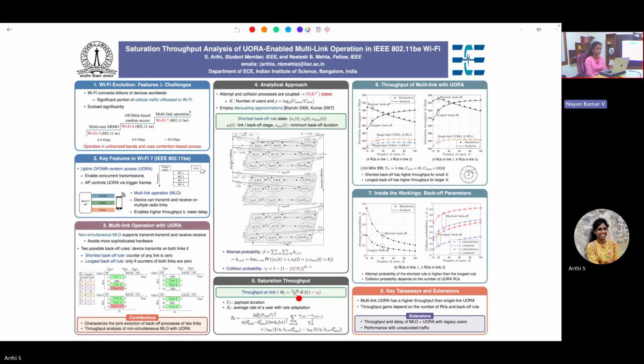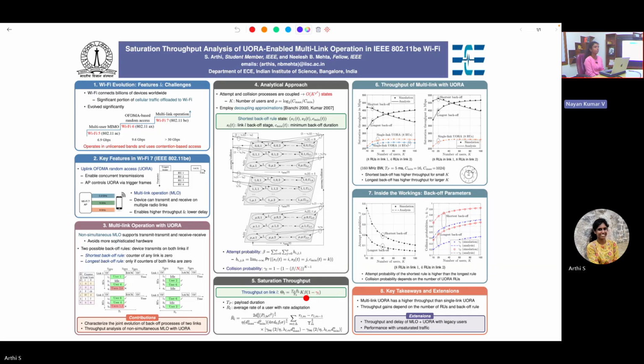And here the throughput is a function of the total number of users, the attempt probability, and the collision probability. And R_L is nothing but the average rate of a user with rate adaptation. In our work, the users' rates are adapted because they are at different distances from the access point, and we also model small-scale Rayleigh fading.